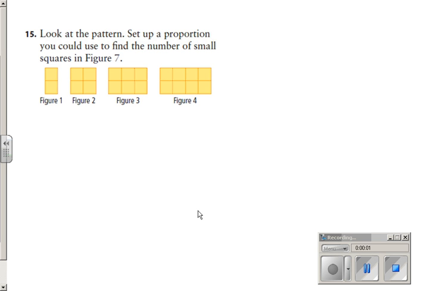Okay, question 15 says, look at the pattern. Set up a proportion you could use to find the number of small squares in figure 7. This is an interesting question. So what do I have for information?